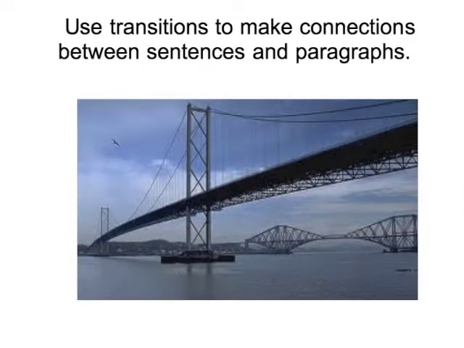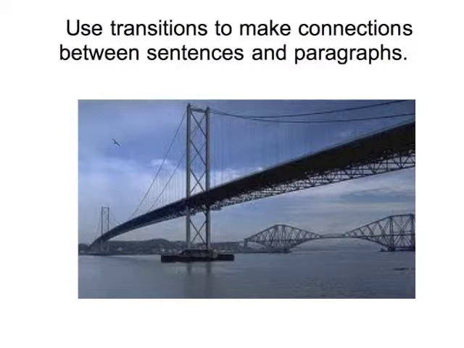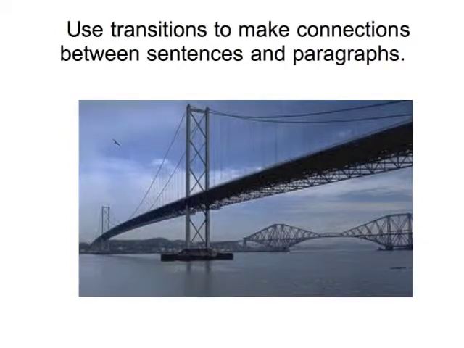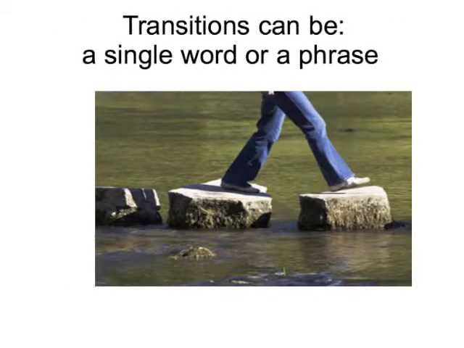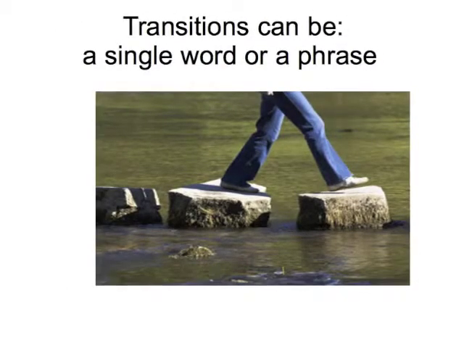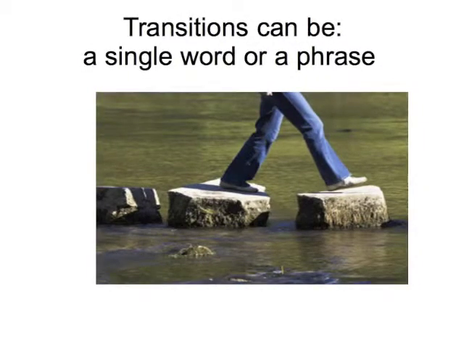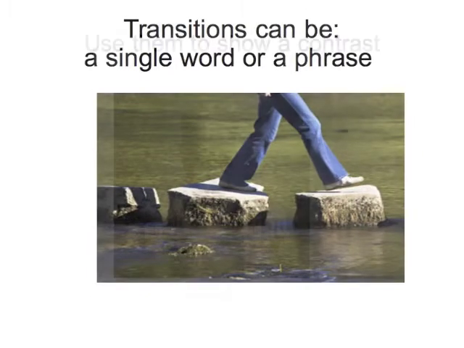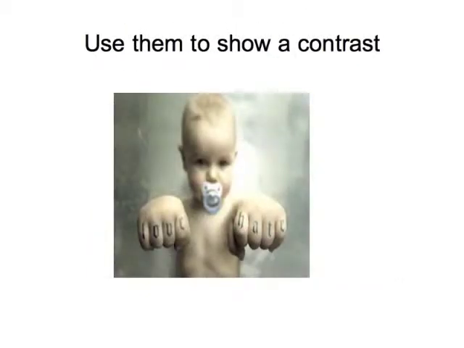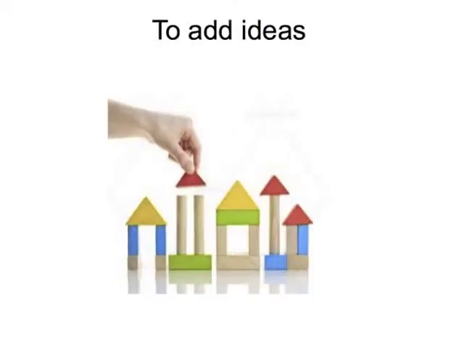Use transition words and phrases to make connections between sentences and paragraphs. This is the simplest and most effective way to improve the flow of your writing. Transitions are important and can be effective, and they can be as simple as a single word or phrase. And there are many of these that you can use. Use them to show a contrast, such words as however, nevertheless, otherwise, on the contrary, despite, in opposition to, on the other hand, are effective transitions.